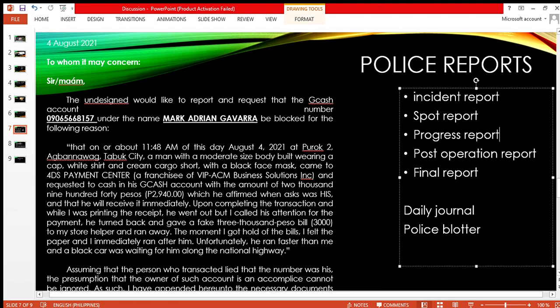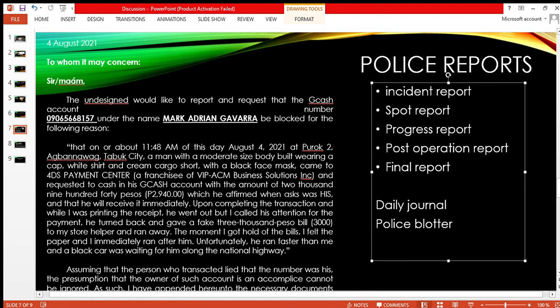So, gumawa ka ng incident report mo, initial report mo. After a week, gagawa ka ng progress report. Ilalagay mo doon sa progress report mo kung ano na yung progress, ano na ang nangyari doon sa case na yun. Okay? What are the steps that you have undertaken? What has been done? Okay? Is there a resolution to the case, or the case has worsened, or whatever situation has been done for the case?